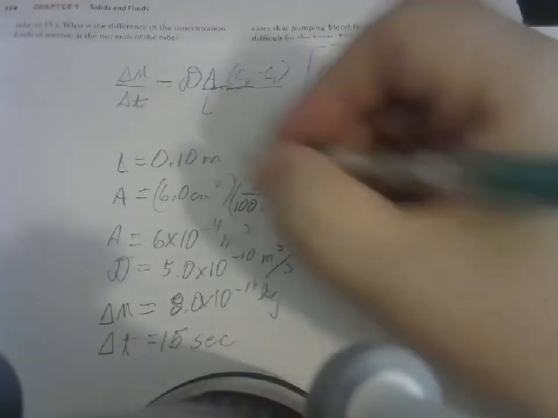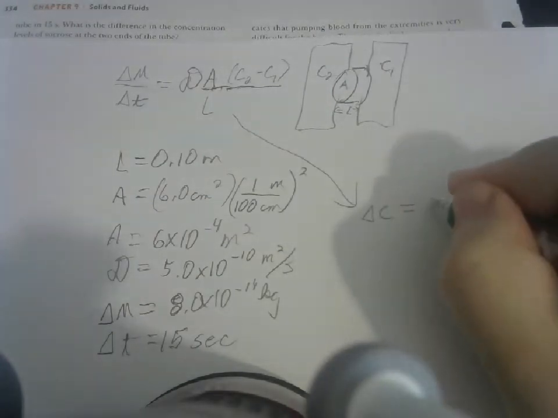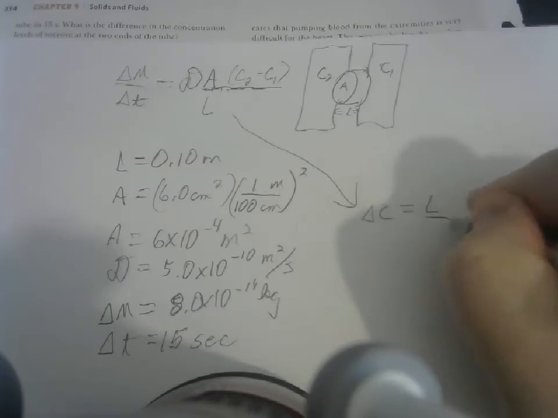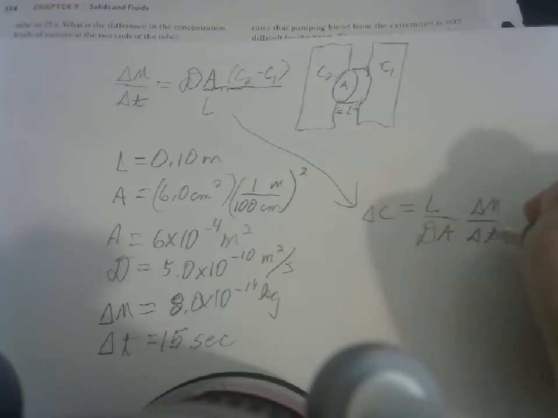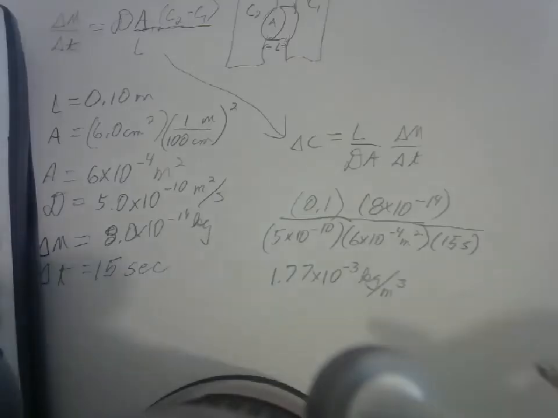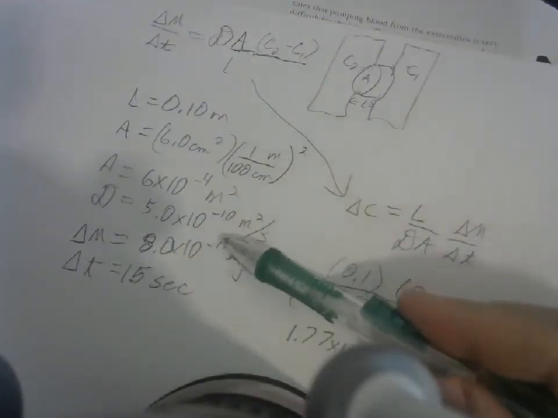So we'll just solve this equation for delta C. It'll be L over D A times delta M over delta T, and that's it, I think. The answer came out to be 1.77 times 10 to the negative third kilograms per meter cubed. If you look at this table, you can see the diffusion coefficient of 5 times 10 to the negative 10th meters squared per second was given in the problem.